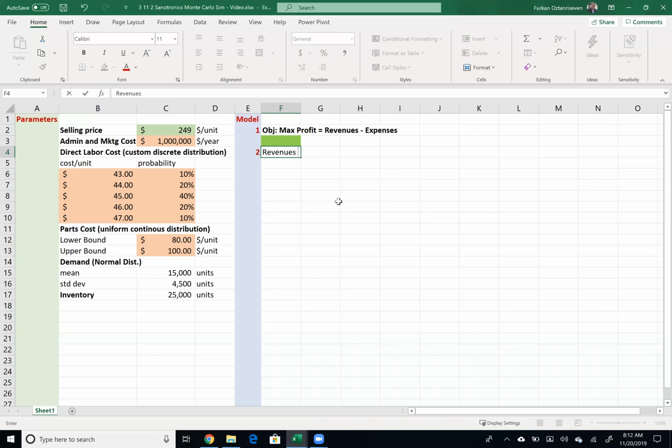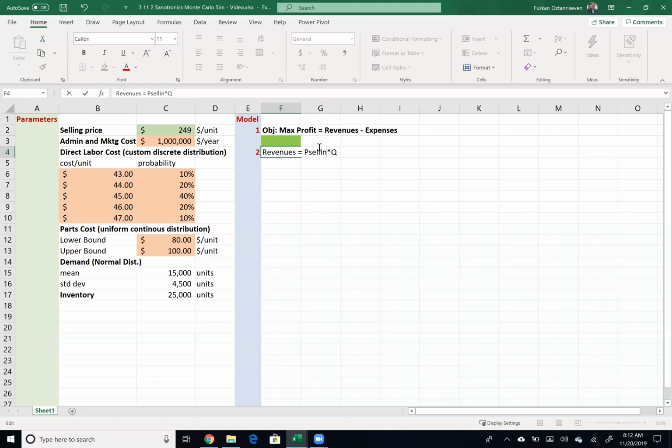Revenues in general, unless you have a contract that gives you a fixed amount of money, depend on price times quantity. So when I say price times quantity, what do I mean by that? Price is selling price.